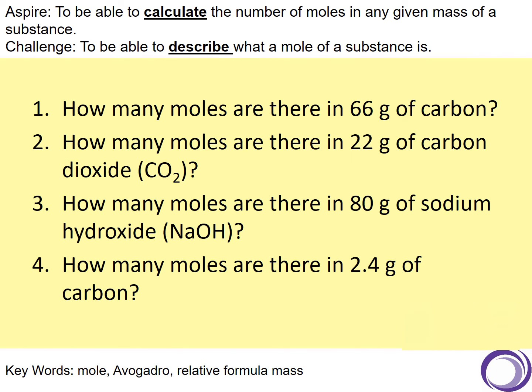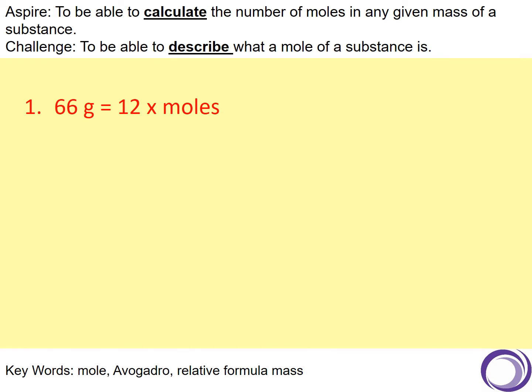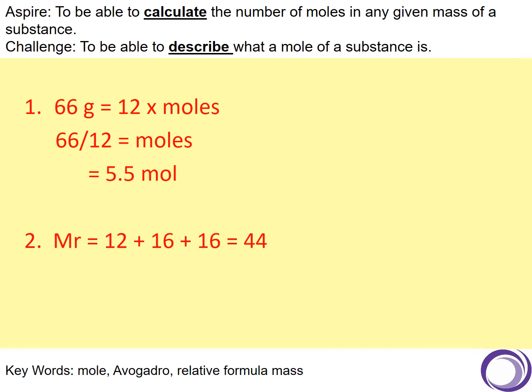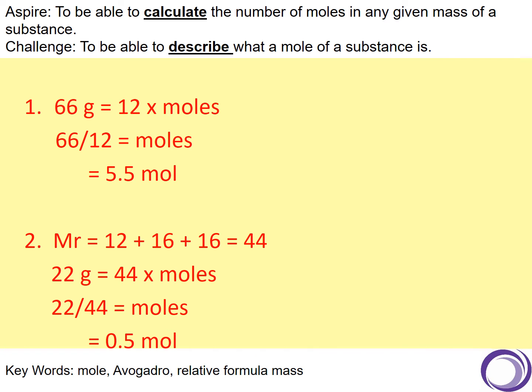Okay, let's check your answers. So in the first one, 66 grams equals 12 times moles. We divide 66 by 12 and we come out with 5.5 moles. Number 2, working out the molecular mass is 44. So 22 grams equals 44 times the moles. Divide both sides by 44. We end up with 22 over 44 equals the number of moles, which comes out as 0.5 moles.